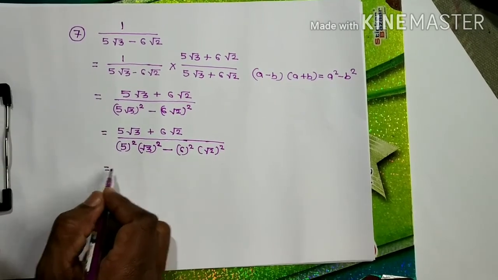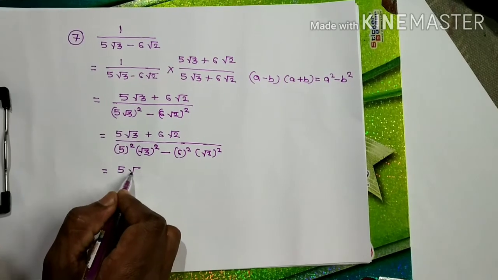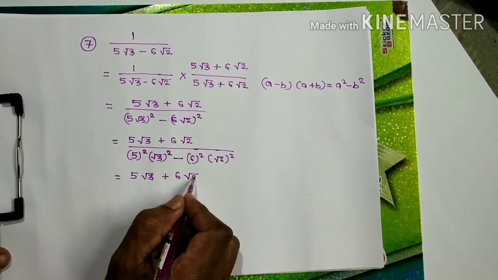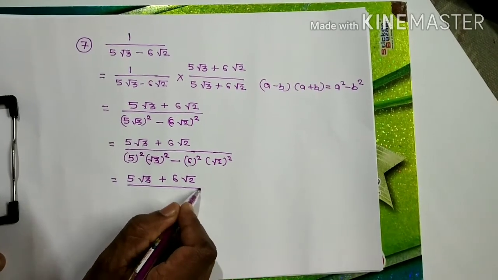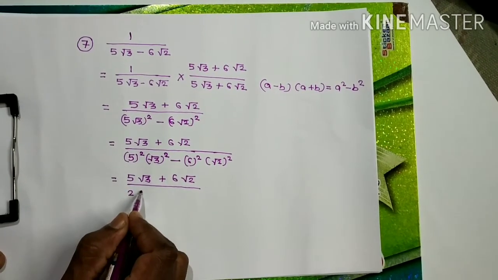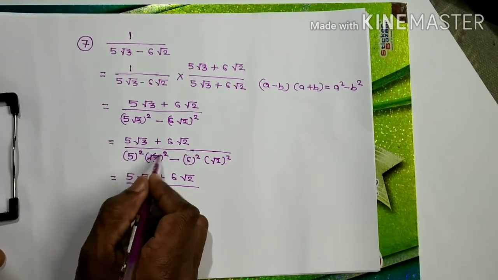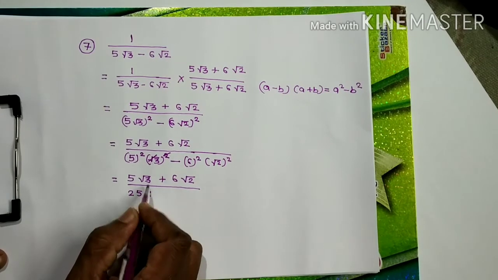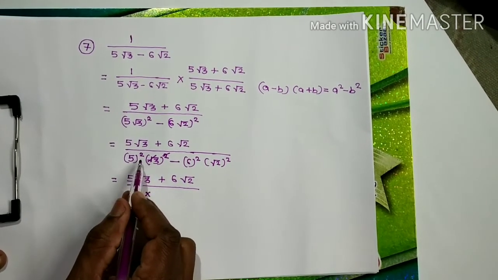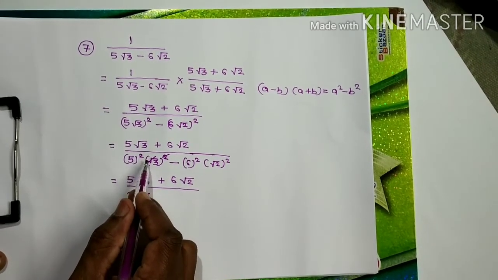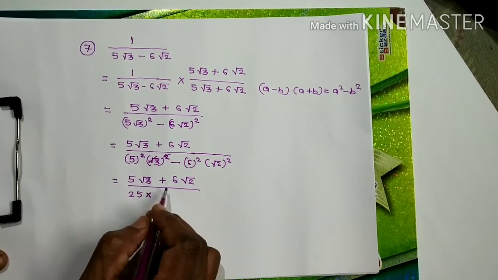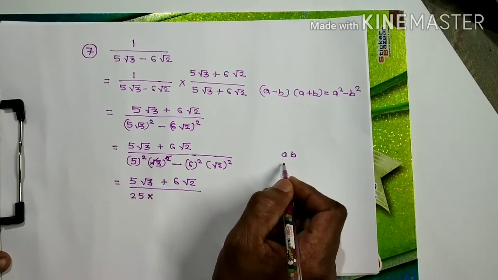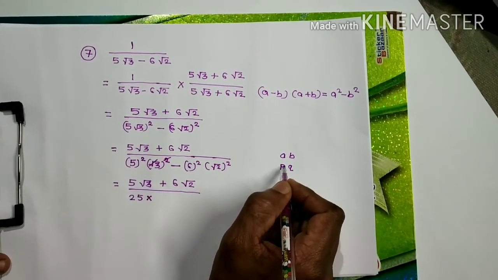So next step is 5 root 3 plus 6 root 2. So what is the square of 5? It is 25. So this square root and square gets cancels. So we have to use here multiplication operation. Whenever there are no sign in between these two numbers, that time you have to use multiplication sign. Say for example, AB, so A multiplied by B, PQ, so P multiplied by Q.